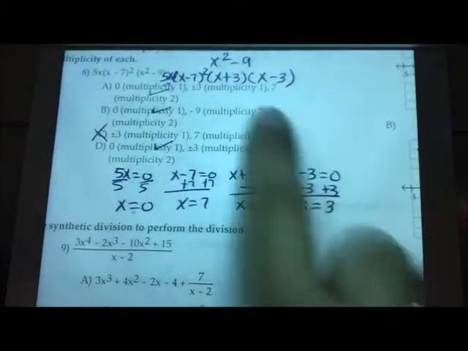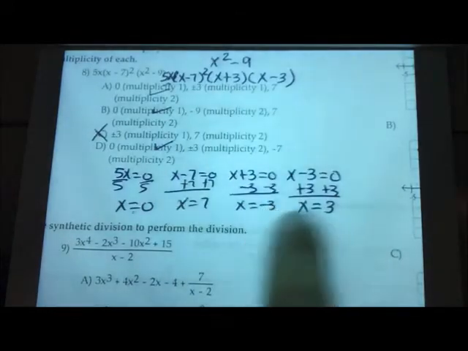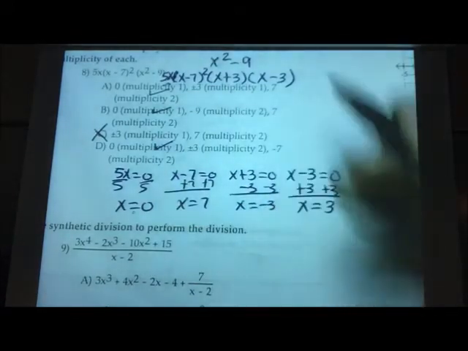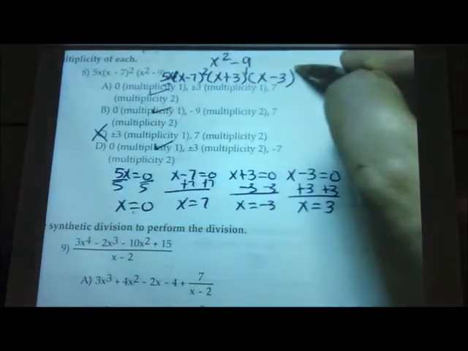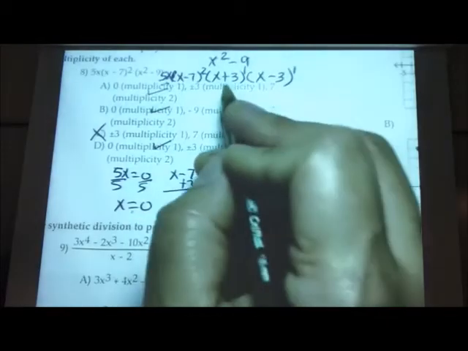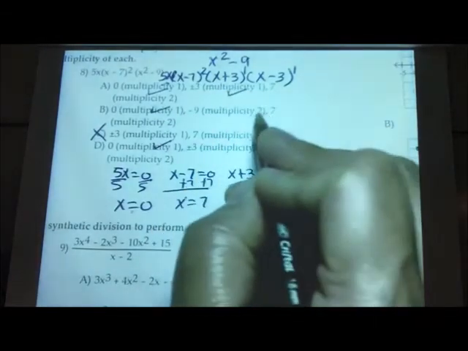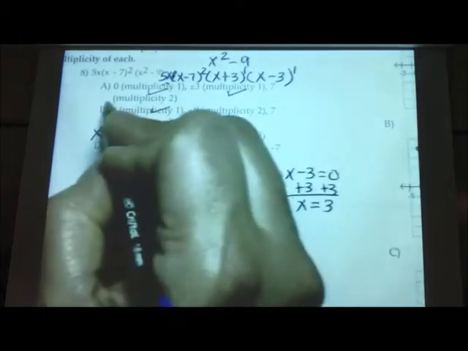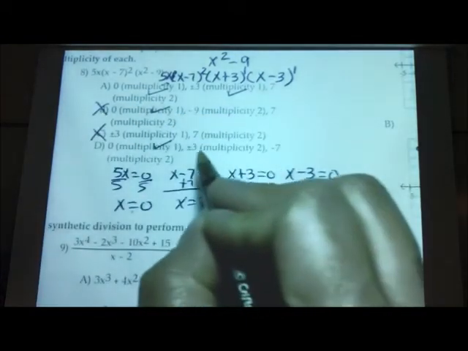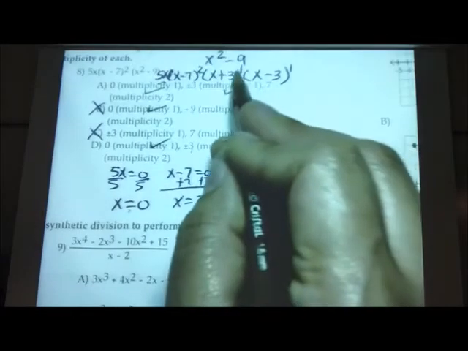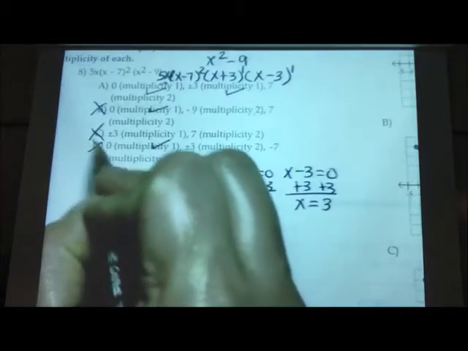Now, it has a plus and minus 3 because I have a positive 3 and a negative 3. They're just putting it in one answer. And each of them only appears once. So plus and minus 3 with multiplicity of 1, that is correct. Is negative 9 part of my answer? Nope. So it can't be B. And 3 and negative 3 with multiplicity of 2? No, because once again, each one only appears once. So it can't be D also.